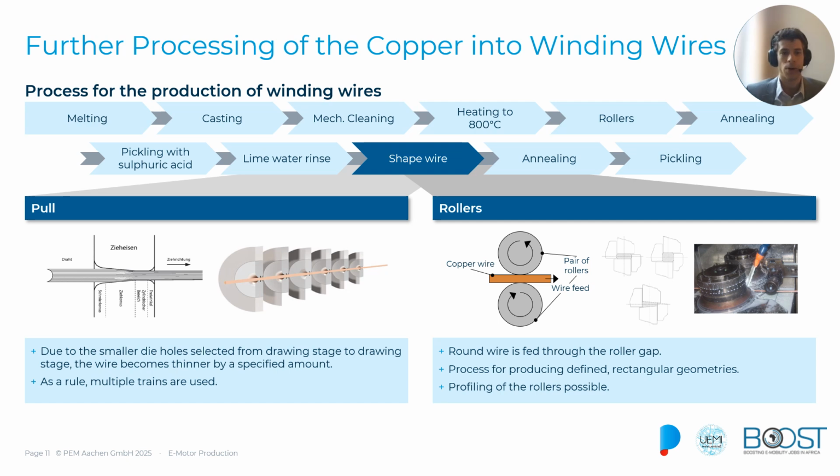Let's take a short look at the further processing of the raw copper into winding wires. We can pull the copper through smaller die holes from drawing stage to drawing stage to bring it into the wire shape. Or we feed the copper wires through a pair of rollers to give the wire the right profile.